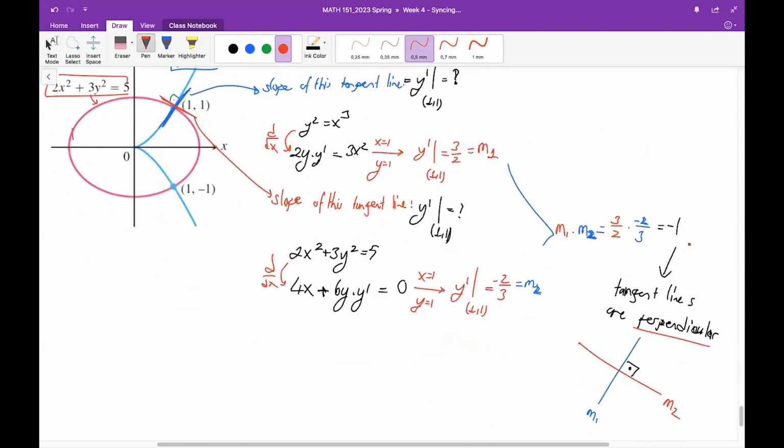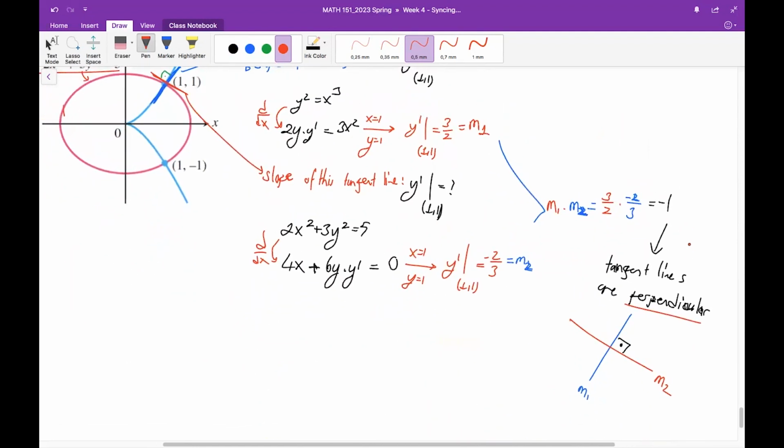What is special about the tangent lines? In fact, they are perpendicular. How do we know it? Because we computed the slopes and their product is -1. If the slopes are equal, what happens then? If m1 is the same as m2, then the lines are parallel like this. If m1 times m2 is -1, then the lines should be perpendicular like that.